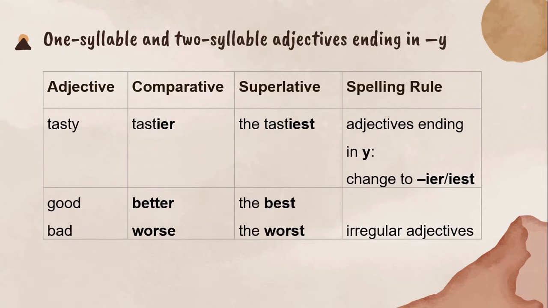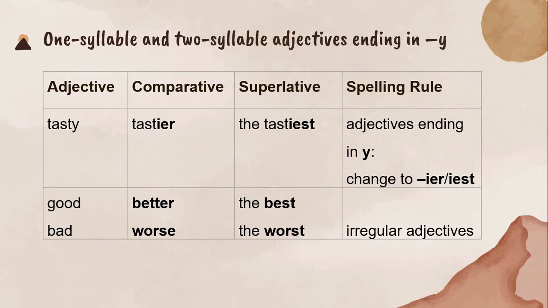And again, there are adjectives that end with the letter Y. What you do here is remove the Y and change it to IER or IEST. For example, the adjective tasty becomes tastier as a comparative. When you want to make it superlative, it becomes the tastiest.